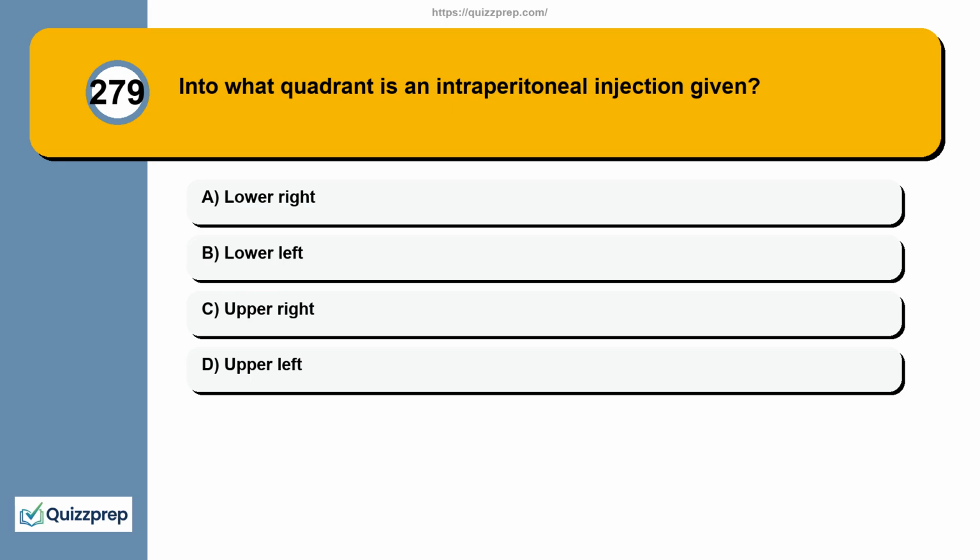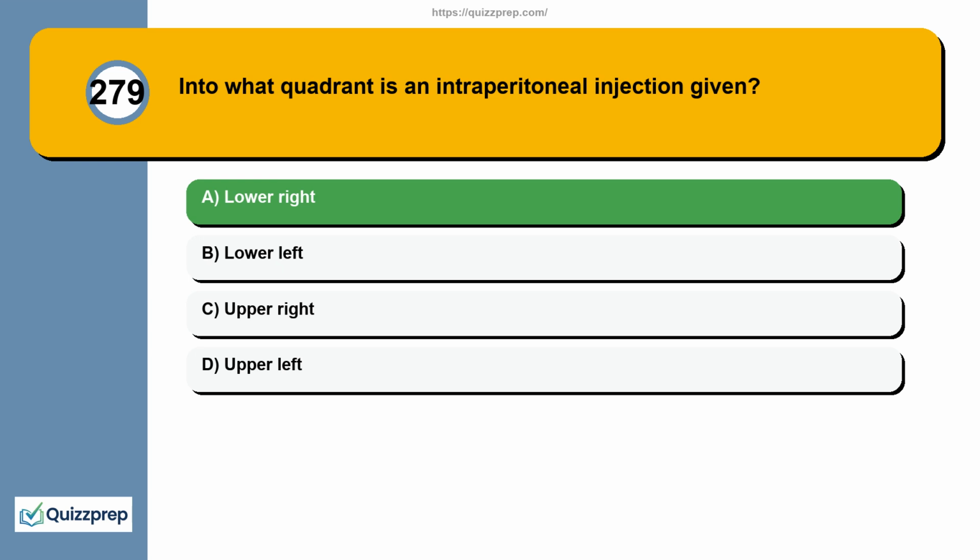Question 279. Into what quadrant is an intraperitoneal injection given? Option A, lower right. Option B, lower left. Option C, upper right. Option D, upper left. The correct answer is Option A, lower right.